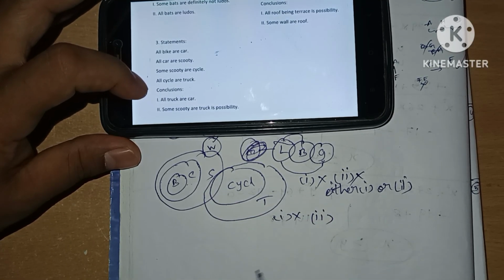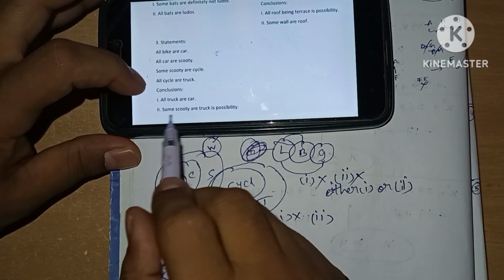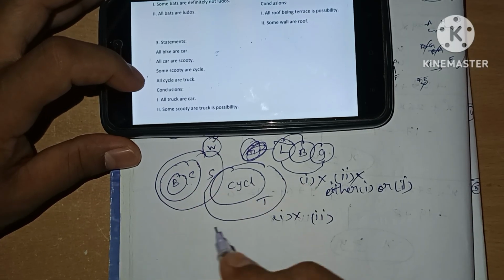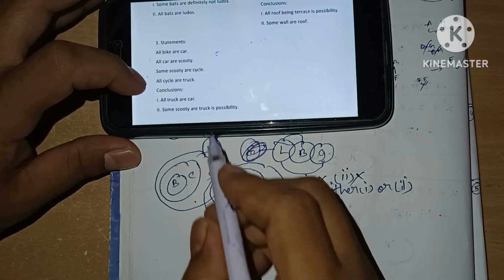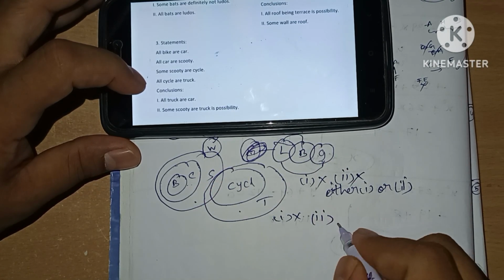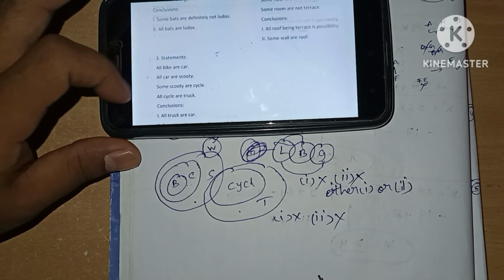Let's see second conclusion. Some scooty or truck is a possibility. This is scooty and this is truck. It is already sharing some part and it is saying possibility. So it is false. Let's see fourth one.